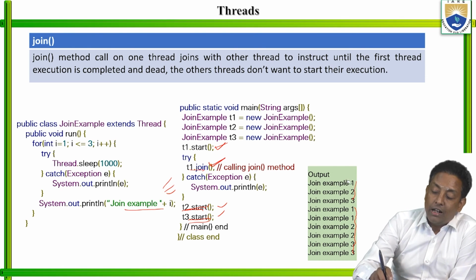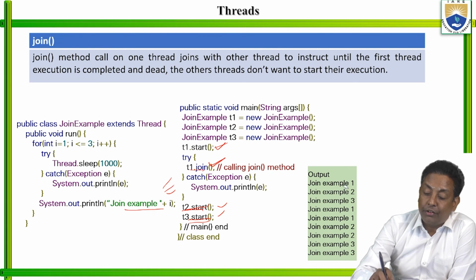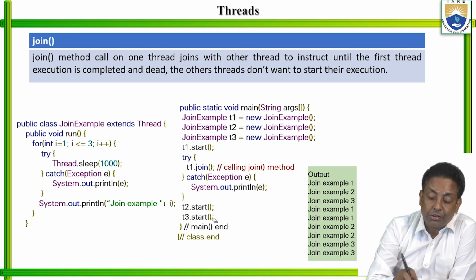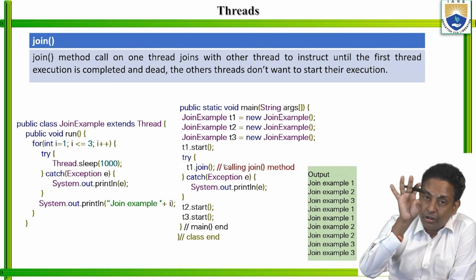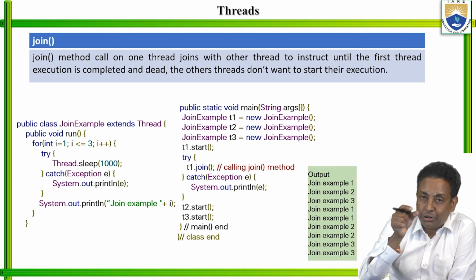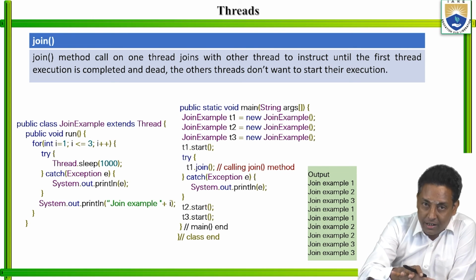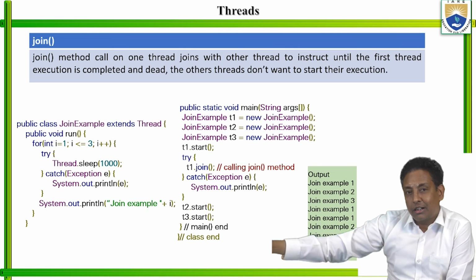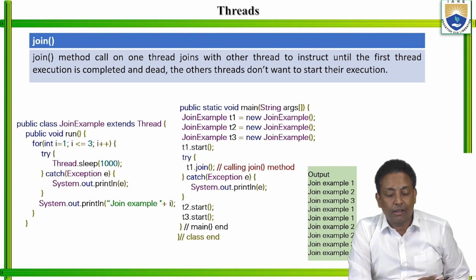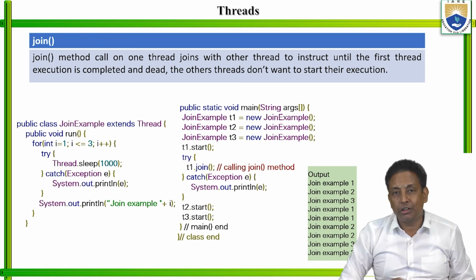So that is how, until our thread execution is completed, we don't want to start other threads. If you don't want other threads to start their execution, you call join on your object. So until your thread starts, executes and dies, no other threads next in the sequence will execute. This is an example on join.